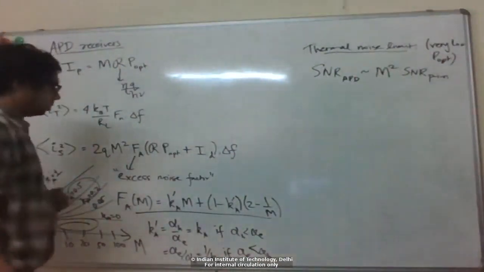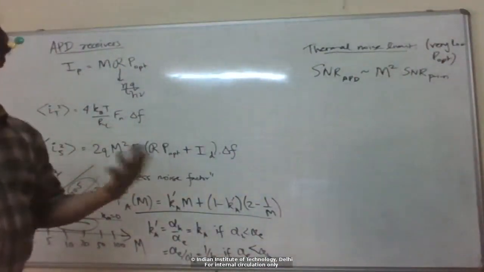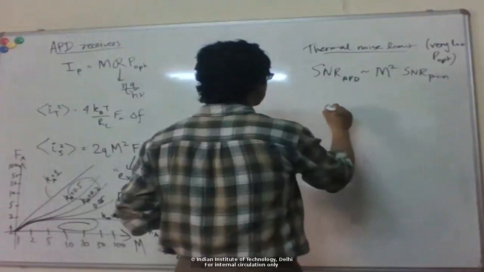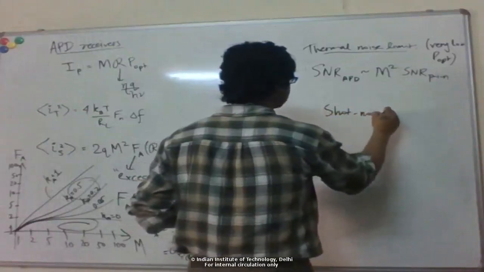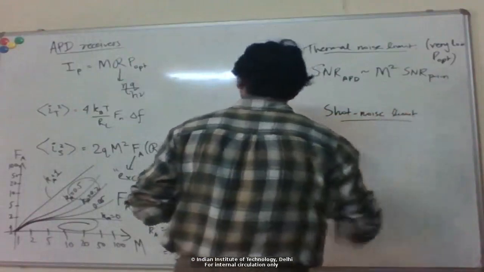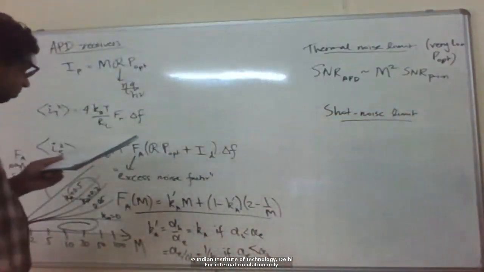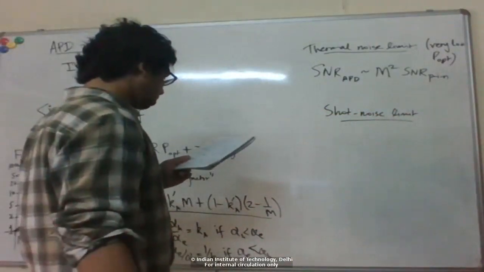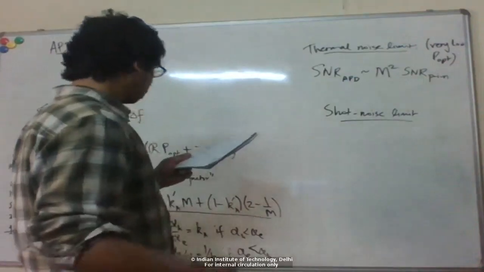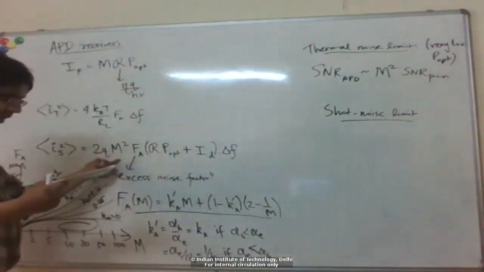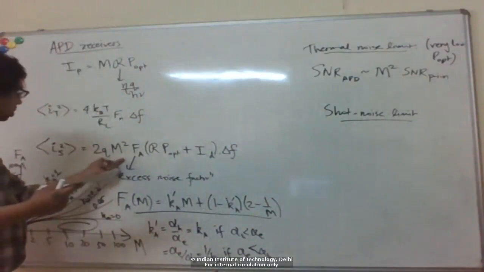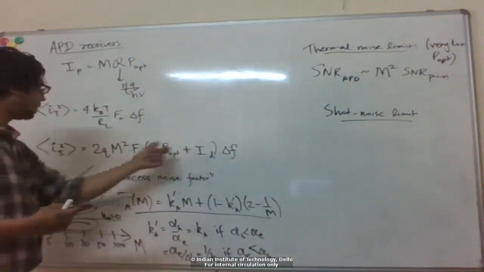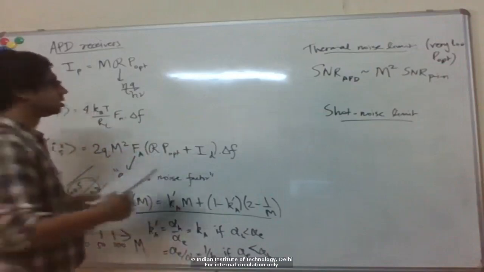Maybe like below a microwatt or so. But once you go up to these reasonable optical powers, you go into the shot noise limit with APDs, right? And in the shot noise limit, we can take this expression here. Again, if you neglect the dark current, for a moment let's neglect the dark current and use this expression in the SNR.